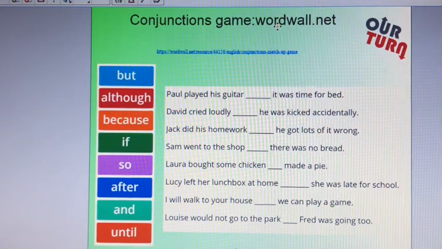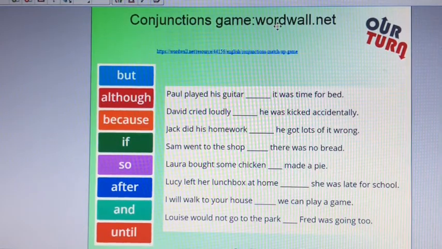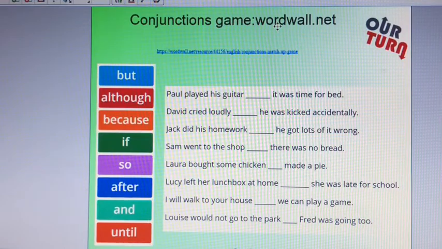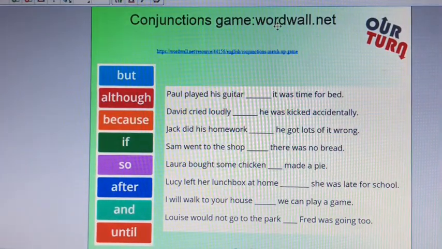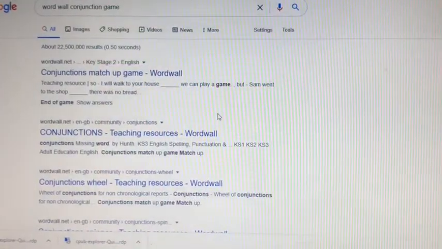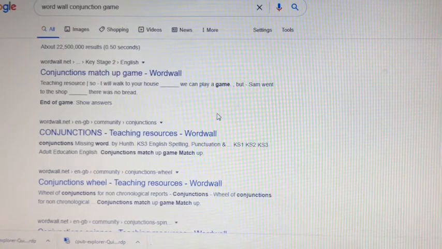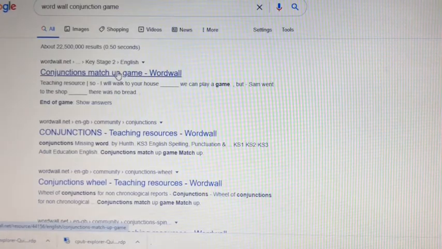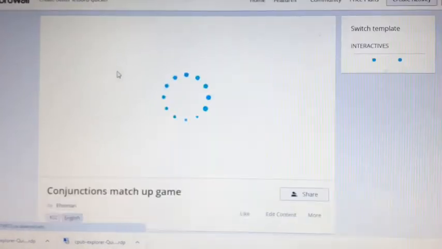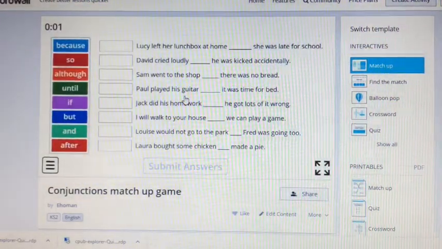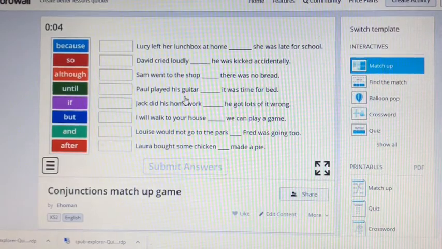If you look carefully, you can see that we have conjunctions to show contrast, but and although, to show cause and effect, because and so. We have additional conjunctions and we have conjunctions that show time: to, until and after. Simply type in World War conjunction game into Google, and you're looking for one that says World War Net. It comes up with the game straight away, and press start. So have a go at doing this.